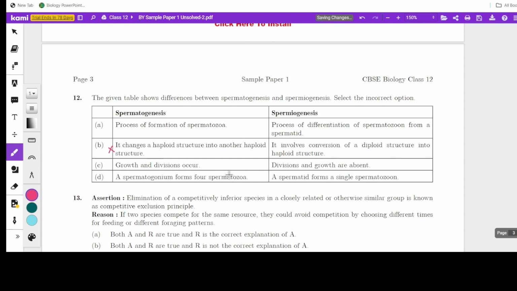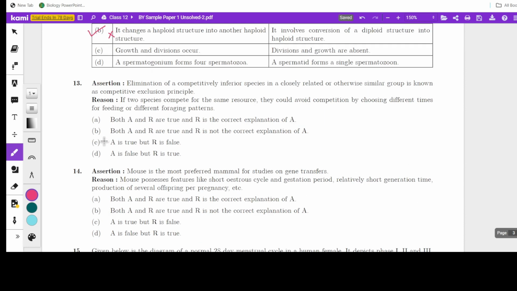Growth and division occur. Yeah, it's right. Divisions and growth are absent. Yes, there is only differentiation. A spermatogonium forms 4 spermatozoa. Yes, from the entire process, a spermatogonium forms 4 spermatozoa. And here, a spermatid forms a single spermatozoon. And it is just differentiation, right? So a spermatid differentiates into spermatozoa. So this statement also seems right. Only statement B is wrong. So they have asked for the incorrect option. So, option B.